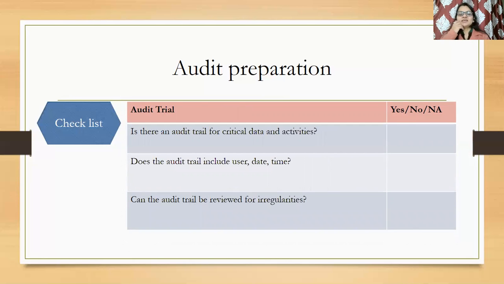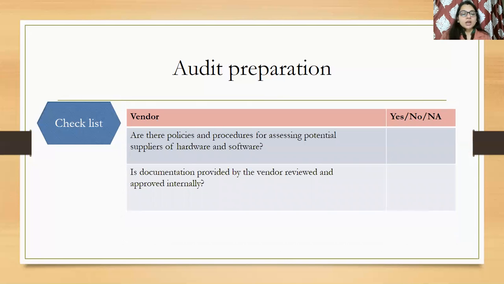Audit trail. Is there an audit trail for critical data and activities? Does the audit trail include user, date and time? Can the audit trail be reviewed for irregularities? Are there policies and procedures to assess potential suppliers of hardware and software? Is documentation provided by the vendor reviewed and approved internally?